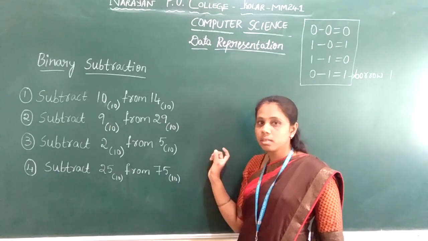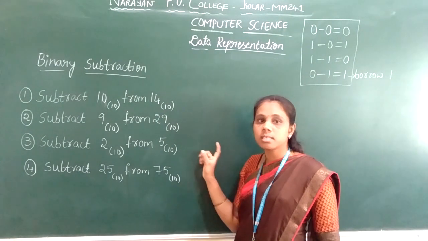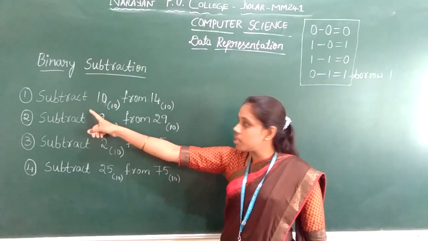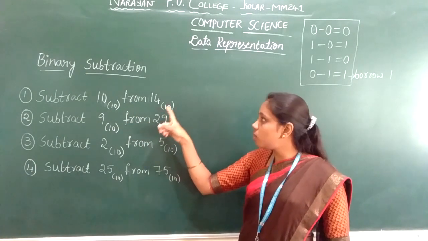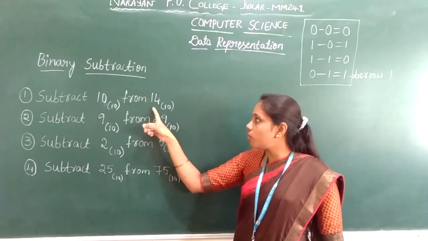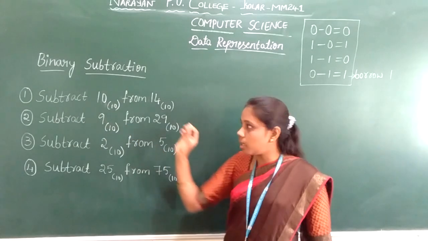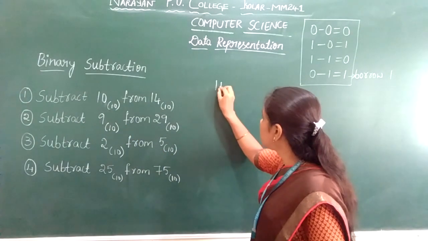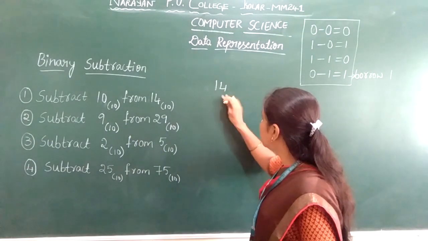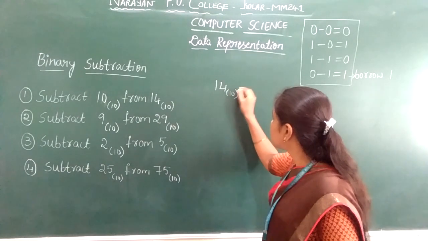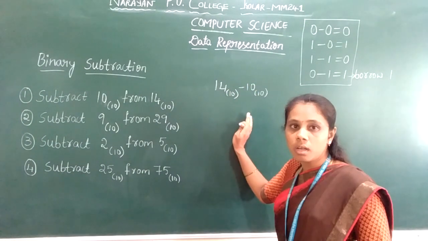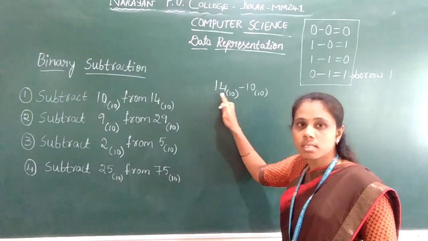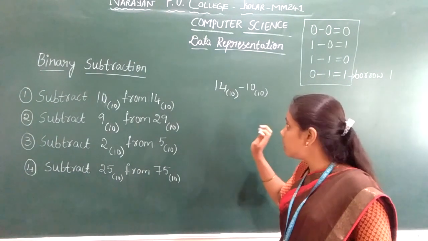Now we will see the problem based on binary subtraction. The first problem is subtract 10 from 14. Now we need to subtract 10 from 14. Consider 14 minus 10. Now this is in decimal form. Now we need to convert this decimal number to binary number.